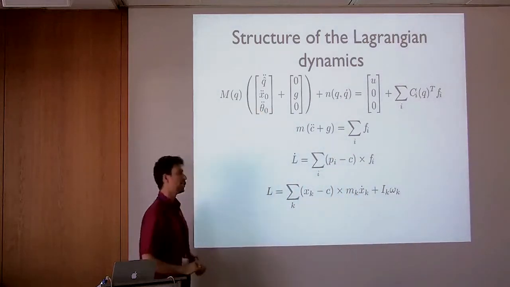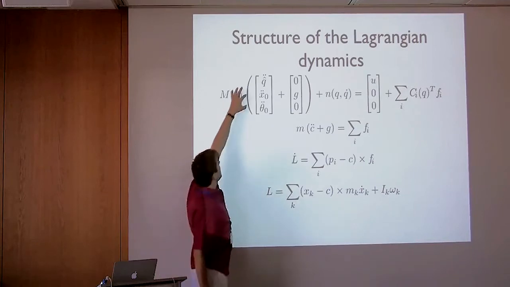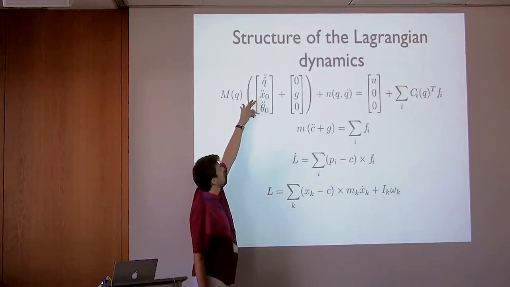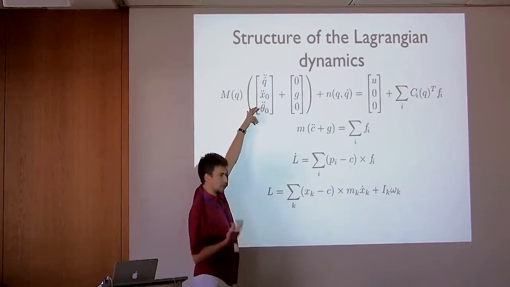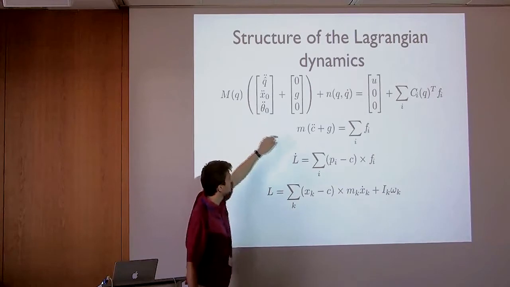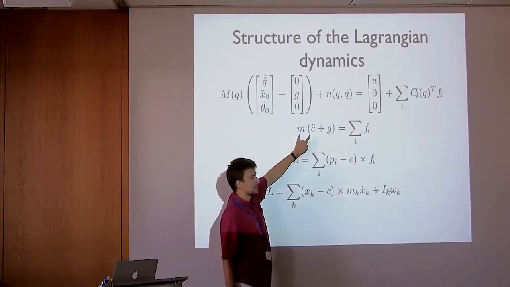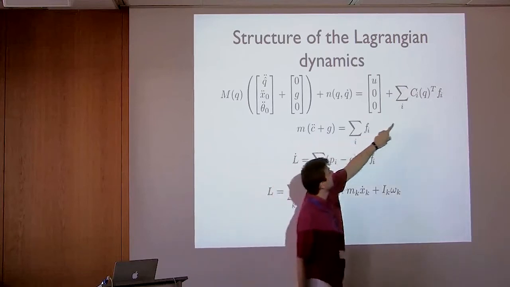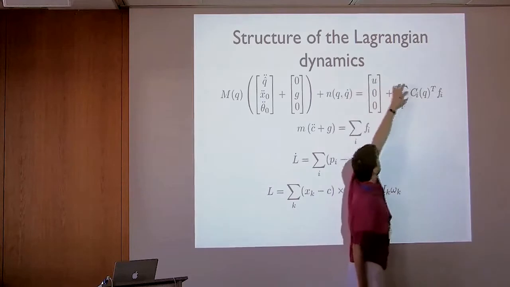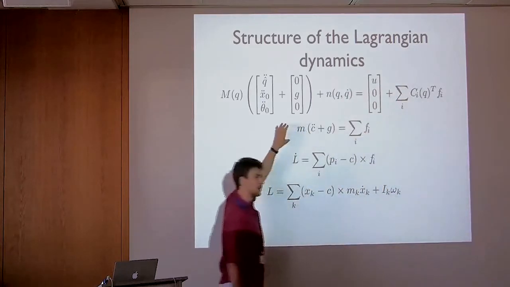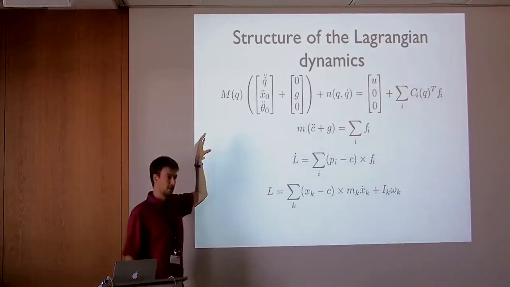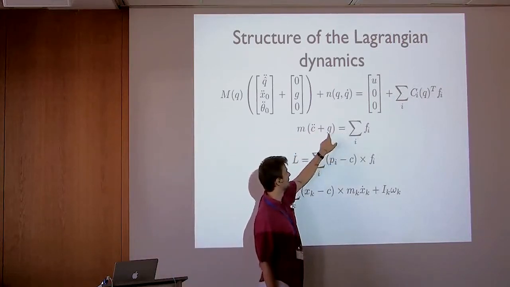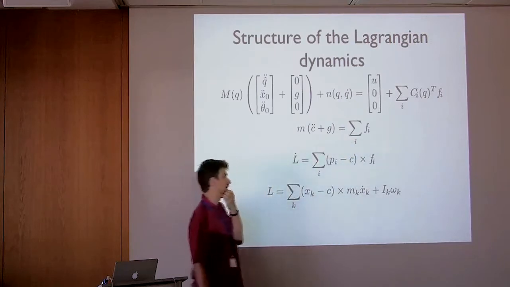In fact, you can show very easily that if you take the lines here, so you use a combination of joint acceleration, position acceleration, and rotation acceleration, then this combination gives you the mass of the robot times the acceleration of the center of mass. And here, what you have is the same line, you have the sum of the forces. So what you have is, in fact, the Newton equation for the whole robot, mass times acceleration equals sum of forces, so gravity acceleration and contact forces.